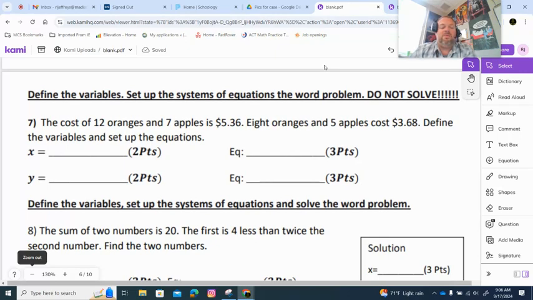Wow. Look at number 7. That is not a whole lot of words. I think that's the least amount of words y'all have had for this type of problem this whole time. The cost of 12 oranges and 7 apples is this. The cost of 8 oranges, 5 apples is this. Define the variables, set up the equations.